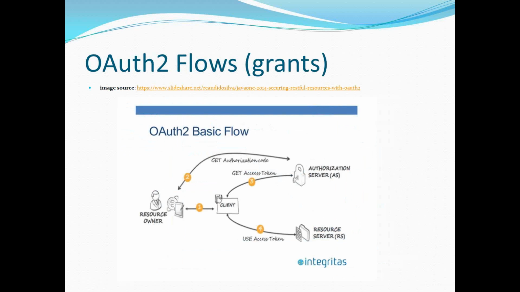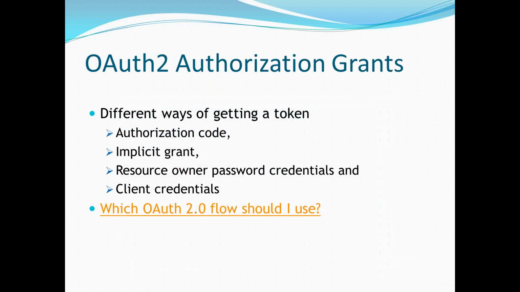The next thing is the flow, or the grant. This talks about how the client will get a token from the authorization server. So if you see a flow or a grant, they are in fact the same thing. And there are 4 types, different ways of getting a token: authorization code, implicit grant, resource owner password credential, and client credential.